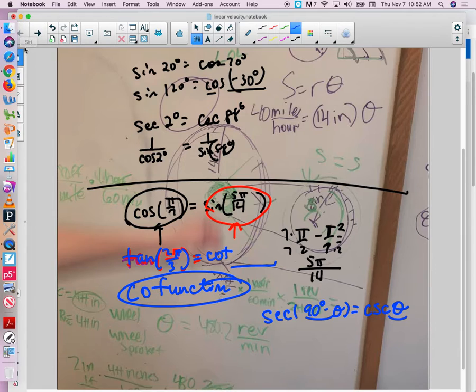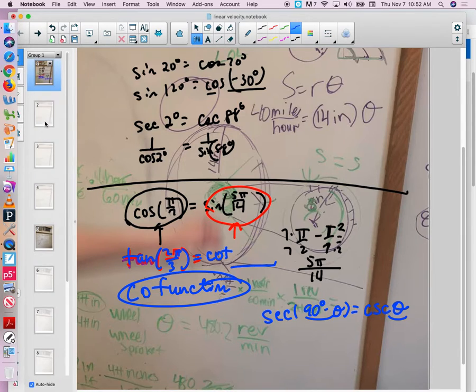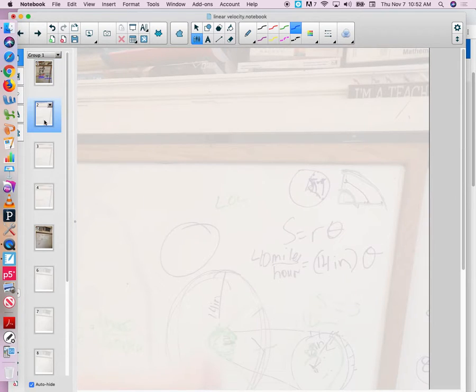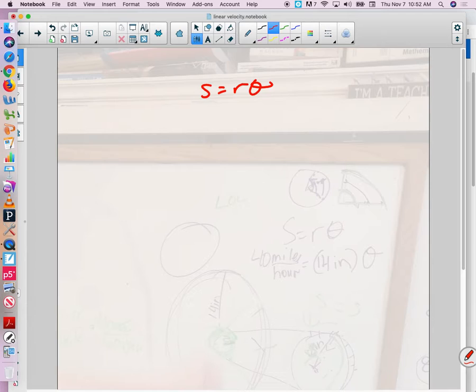Okay, now let's go to number 2 on the worksheet. Number 2, I was trying to get you used to what was going on with S equals R theta. All right, so you have a wheel of radius 9 inches that's revolving at a high RPM, 2,400 revolutions per minute. That's what RPM means.